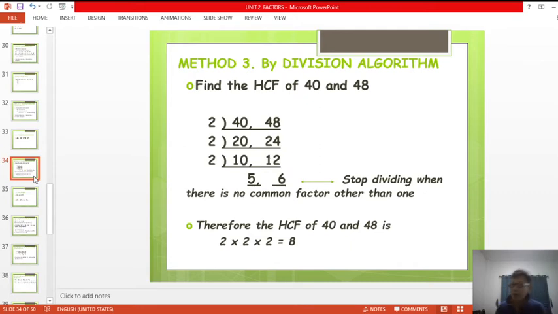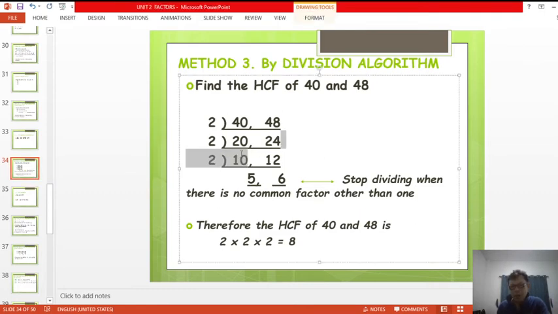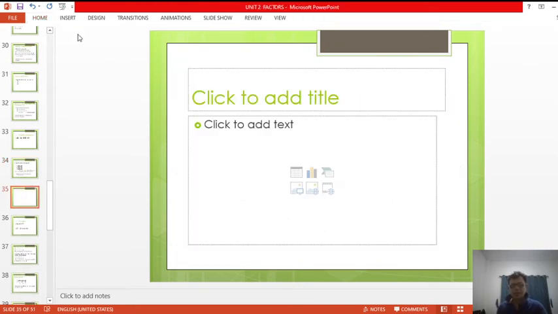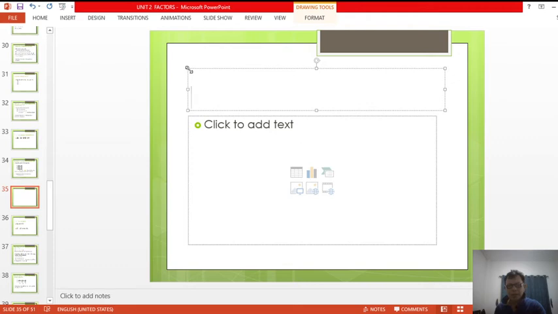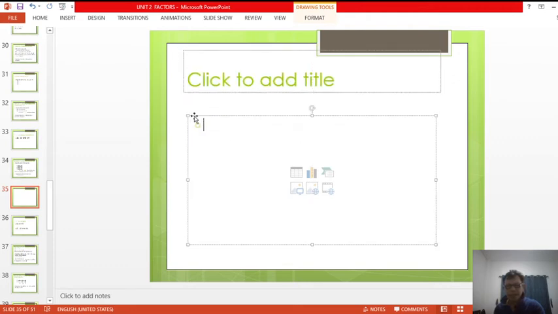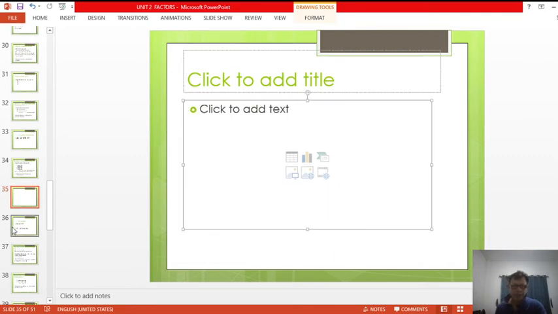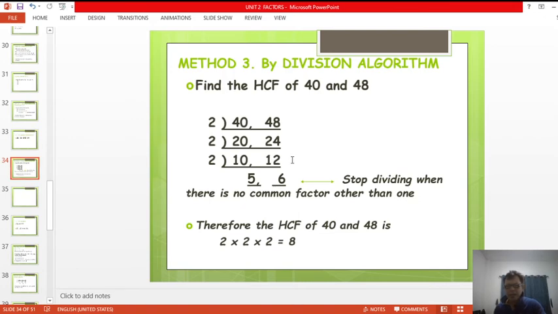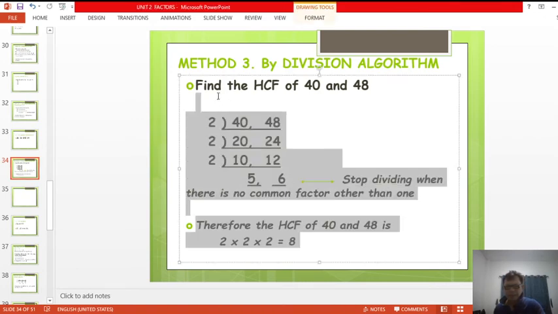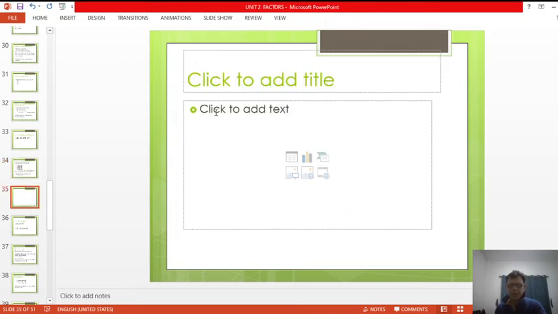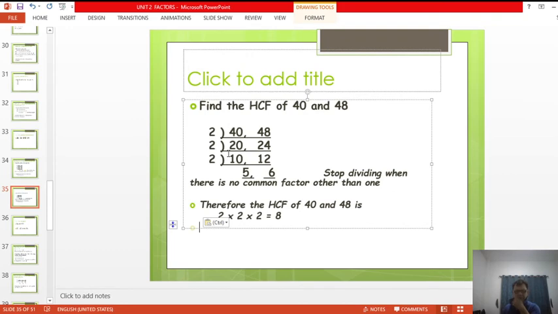Again, I'm using the same numbers, 40 and 48. So, let me erase all this so that you'll understand. Let me rewrite them. Okay, so this is what's happening here. Find the HCF using division.